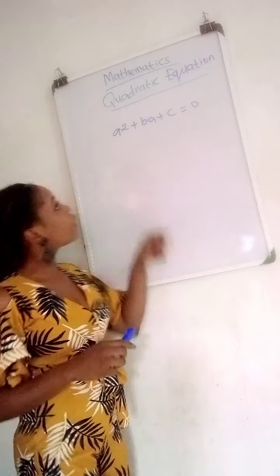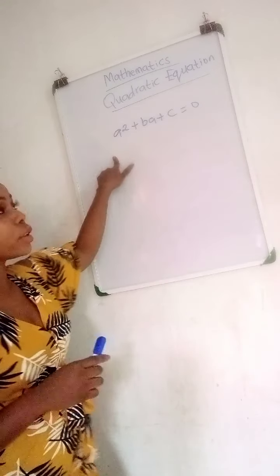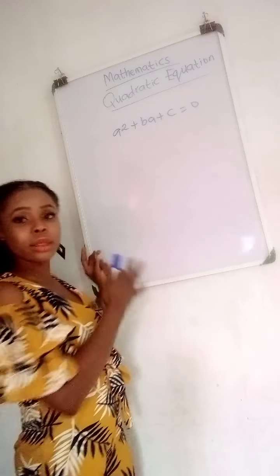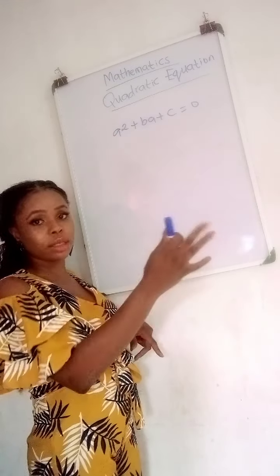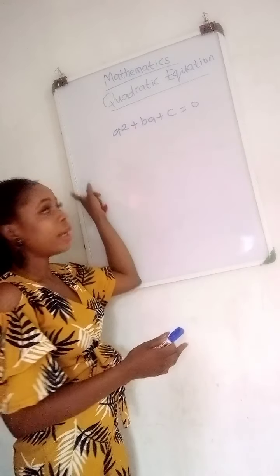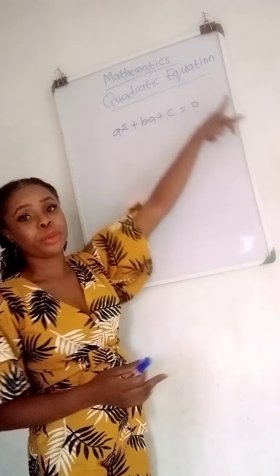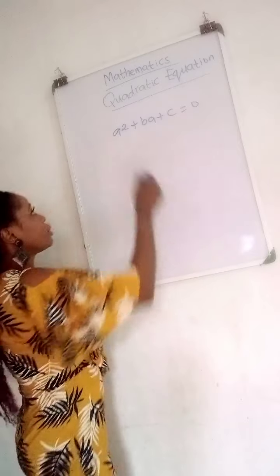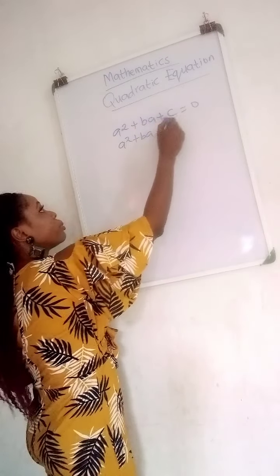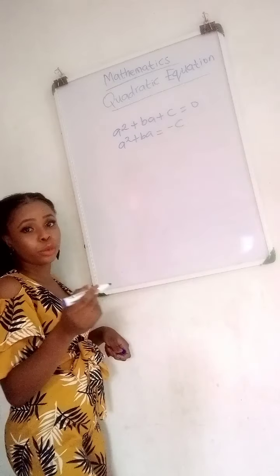Okay, now when you're given something like this, the first thing to do is to take the variables on one side and the constant on the other side, which means ax squared and bx should be on the left hand side and the constant c should be on the right hand side. This will give you something like this: ax squared plus bx equal to minus c. You also have to be careful with your signs.